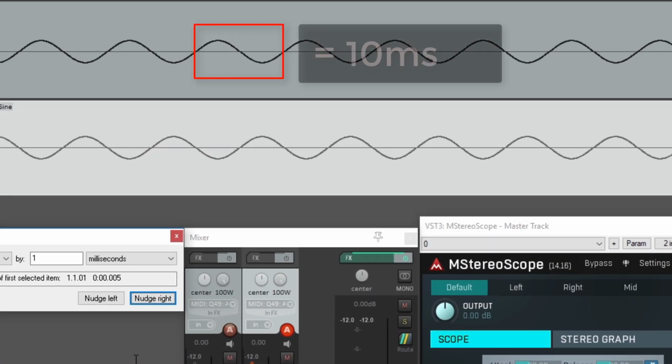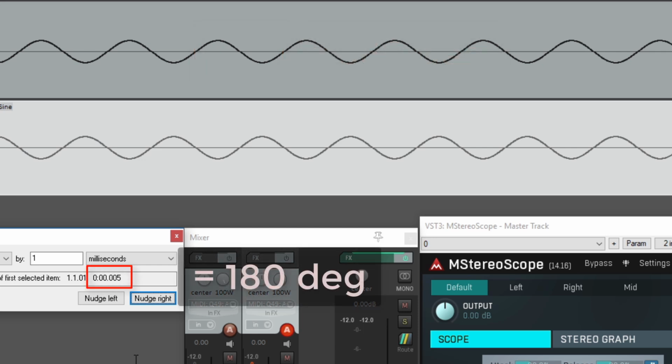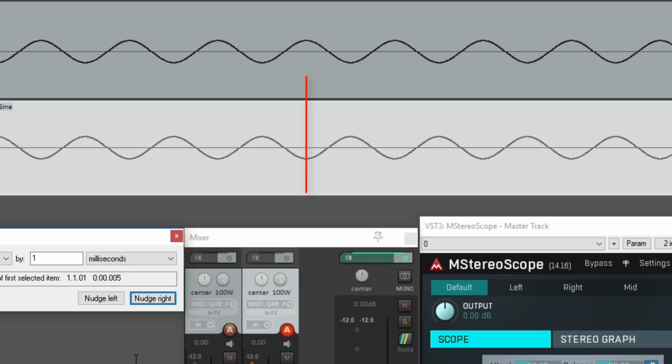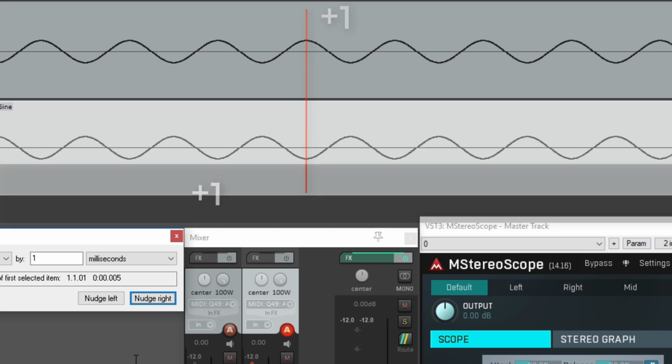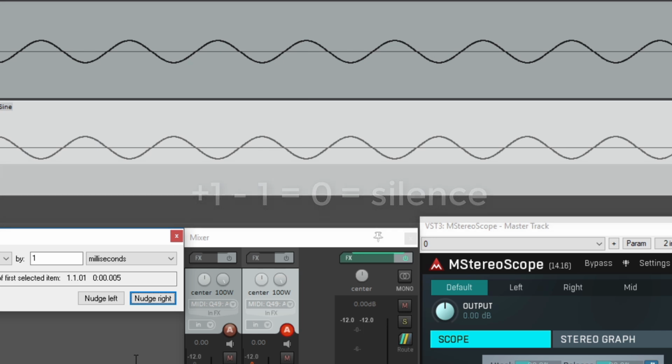Remember, one cycle equals 10 milliseconds in our example. This equals a full circle or 360 degrees. From this follows that 5 milliseconds equals 180 degrees. It means all the cycles which were positive before are now negative with the same level. Plus 1, minus 1 equals 0, or silence in regards to audio.